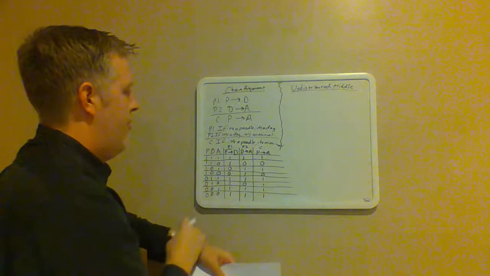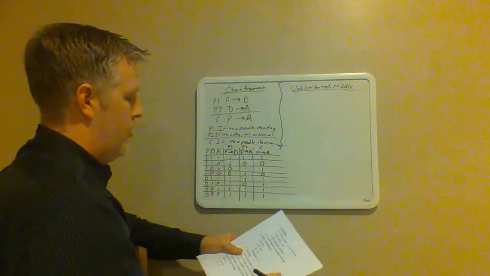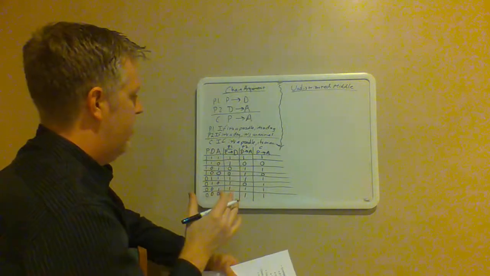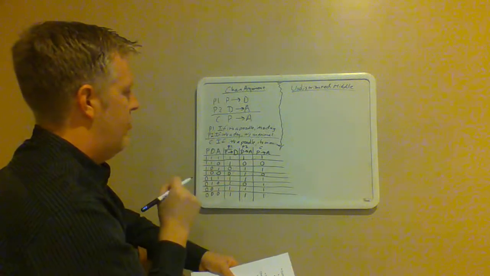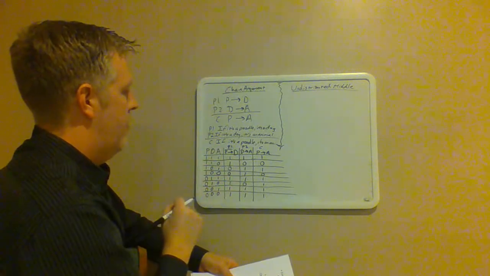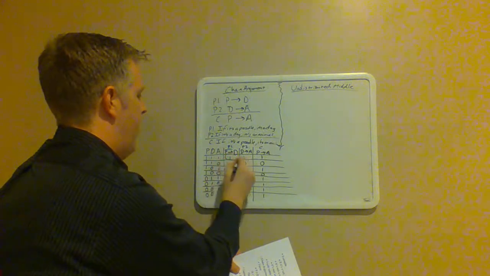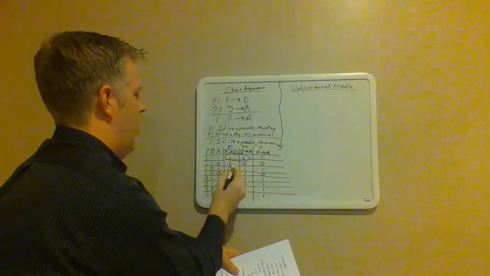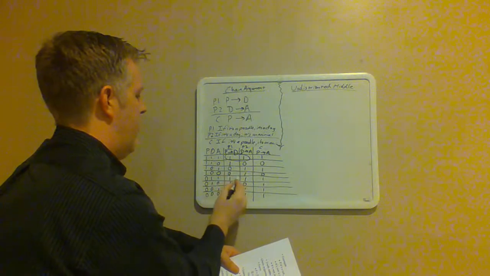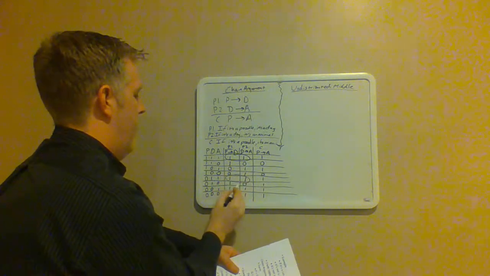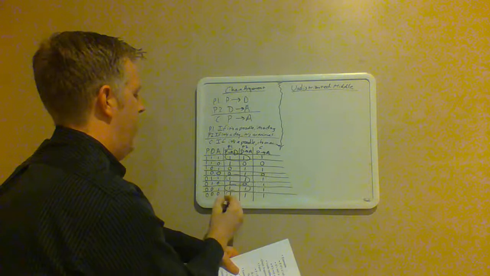We've got both of our premises up there and our conclusion as well. So we're going to step back and we're going to ask ourselves, are there any rows where the premises are both true and the conclusion is false? So first, let's find the rows where the premises are both true. Here we have one. Okay, that one's false, false, false. Here we have another one. False, and here we have 2 more.